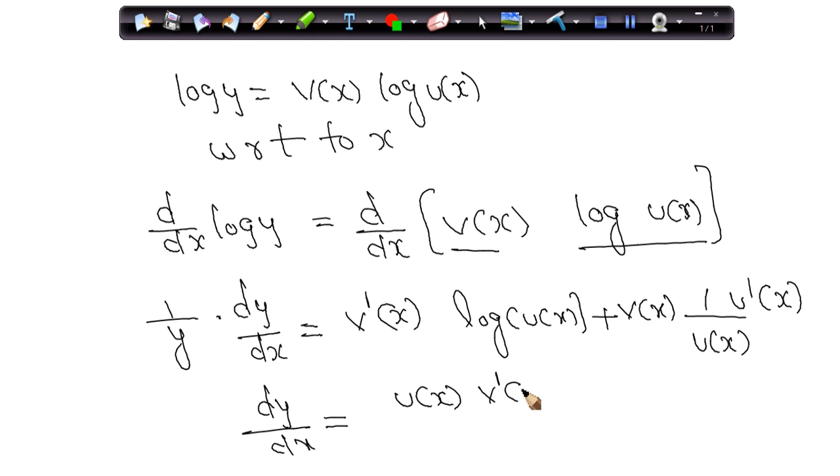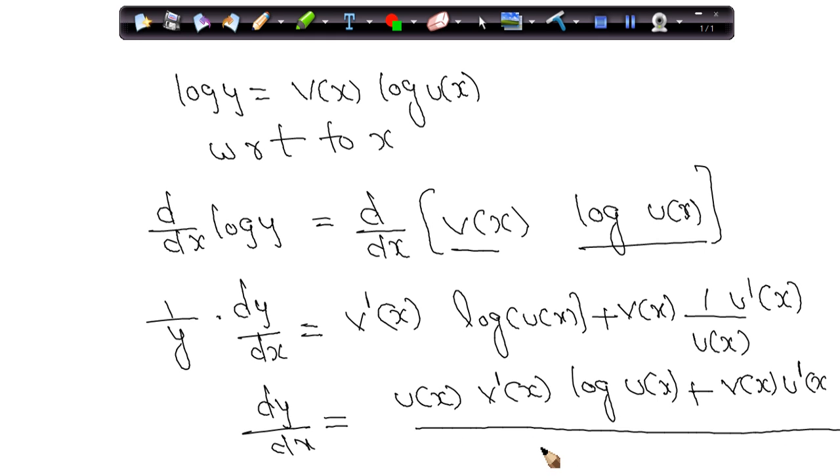Let me solve one or two examples so that you get a very good idea about this. Don't worry by looking at these hard letters here. u of x into v dash of x into log of u of x plus v of x into u dash of x upon u of x, into y, would give me the differentiation of the given function, which is of the form u of x power v of x. This should be the differentiation of the function u power x power v power x. So dy by dx. If you use logarithmic differentiation, these functions become very easy.